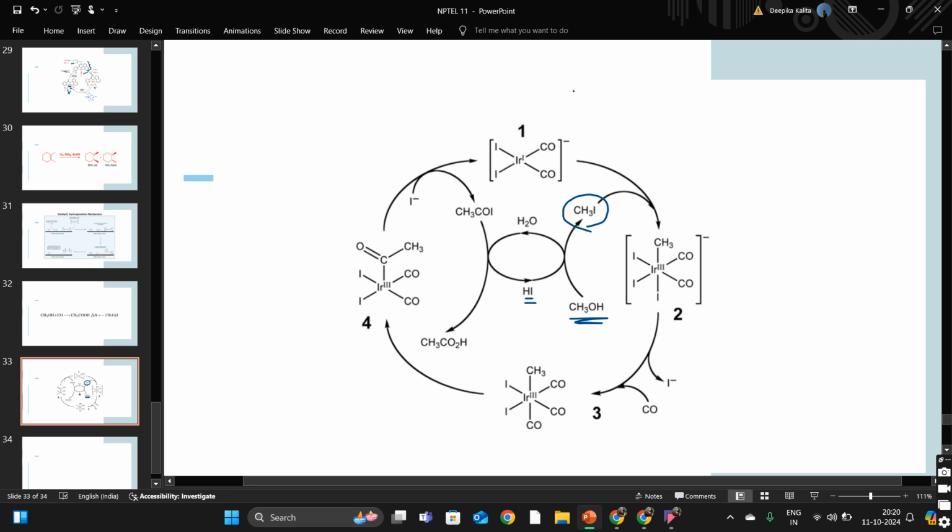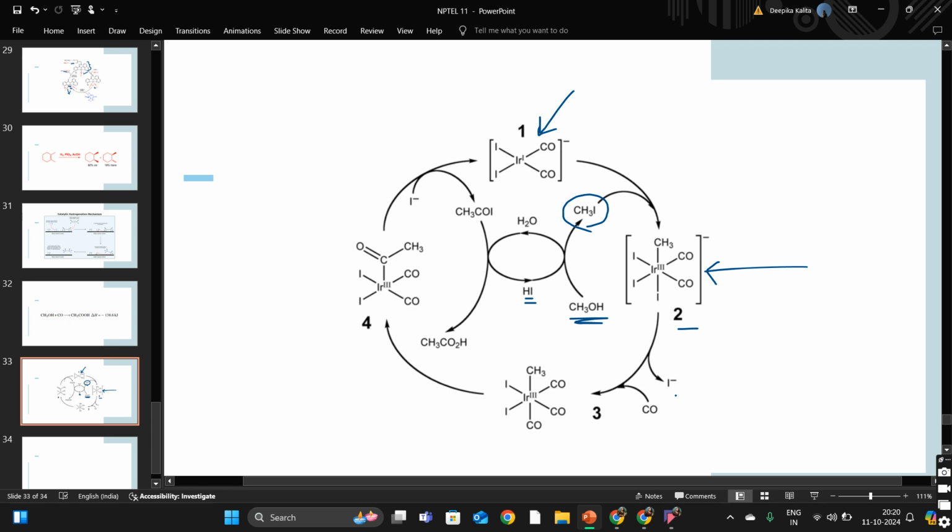Now we have this iridium plus 1 metal complex. Okay, this iridium metal complex will undergo oxidative addition with the methyl iodide which we are getting from methanol and HI. Okay, and this is how we are going to get this new iridium metal complex where the oxidation state of iridium plus 1 increases by 2. That means in the metal complex 2, the iridium metal is now having plus 3 oxidation state.